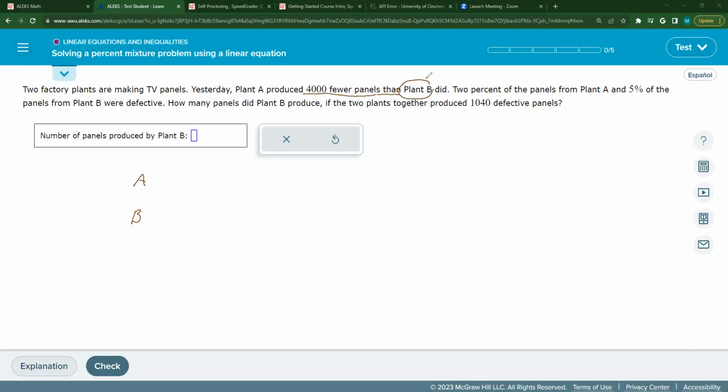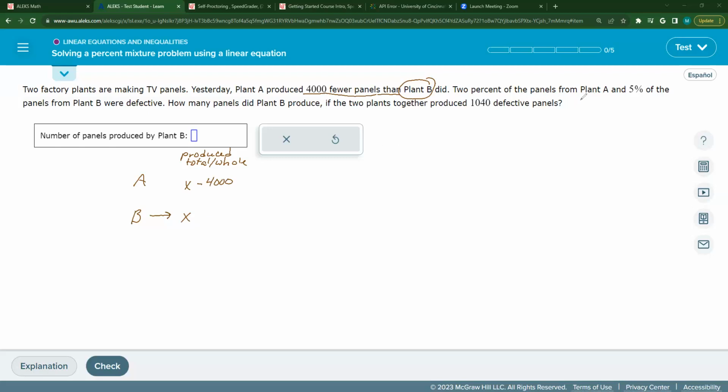This is after the comparison, so plant B is going to be my X, and this is produced. I'm going to say that that's the total or the whole. Okay, and then if I want 4,000 fewer than B, this is B. Since it's fewer than, it actually goes reverse order because subtraction makes a difference in the order. So X minus 4,000, that's how many they're going to produce.